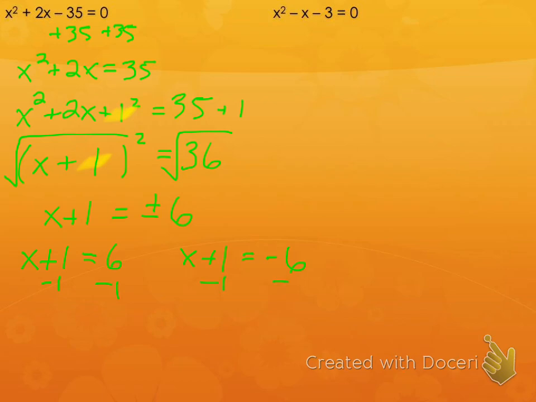Minus 1 on both sides of these. So you get x is equal to 5, or x is equal to negative 7. And those are my two solutions. I don't have to check for extraneous solutions because I'll always have two solutions that work here.